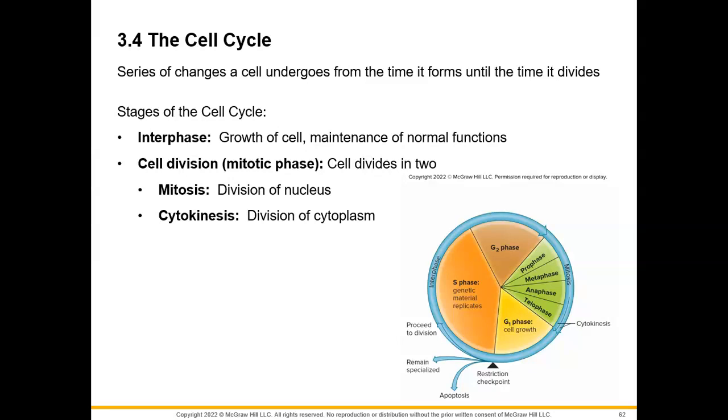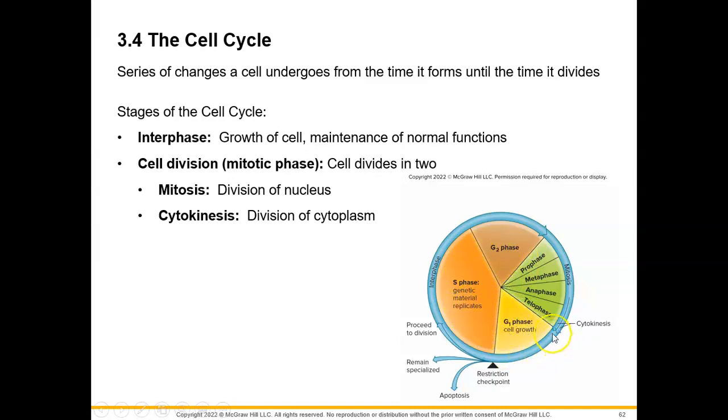The cell cycle is a series of changes the cell undergoes from the time it forms until the time it divides. The stages of the cell cycle include interphase. During interphase, growth of the cell and maintenance of normal functions occur. Cell division is also known as the mitotic phase. The cell divides in two, and it includes mitosis, which is division of the nucleus, and cytokinesis, which is division of the cytoplasm. We see that the cell cycle is mostly made up of interphase.